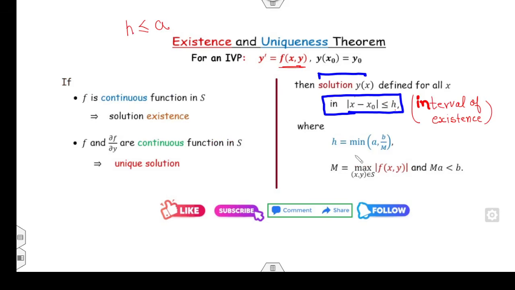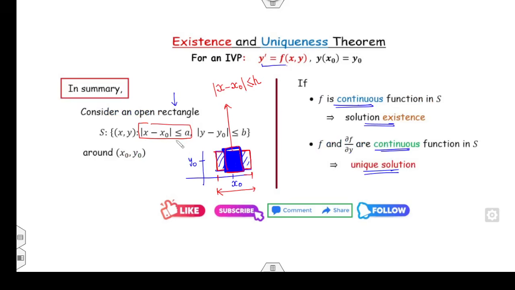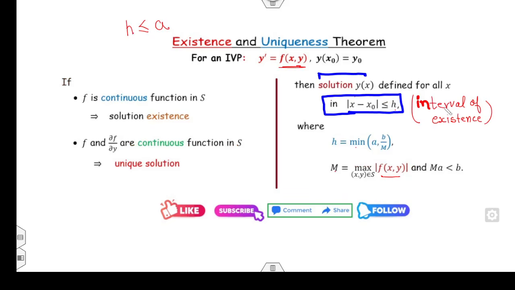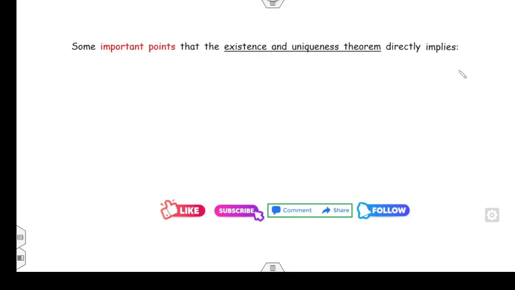Where h is the minimum of a and b over m, where m is the bound of the maximum value of the function f of x. What are a and b? a and b are the lengths of the open rectangle. This is my a and this is my b. So I will explain the interval of existence in a separate lecture. In this lecture I will explain only the existence of solutions.